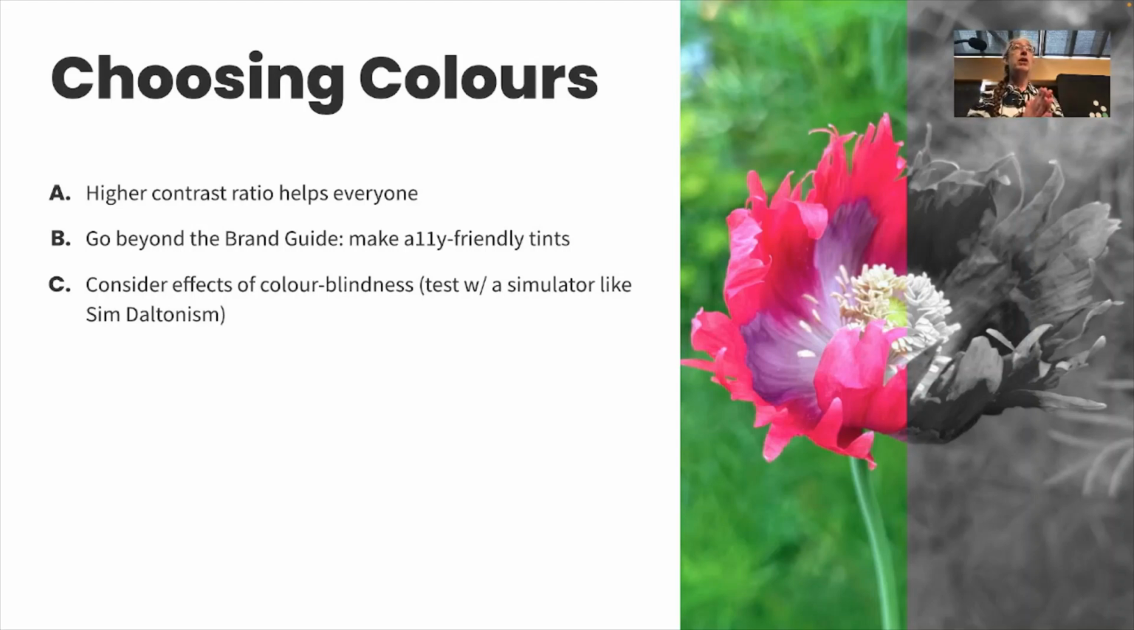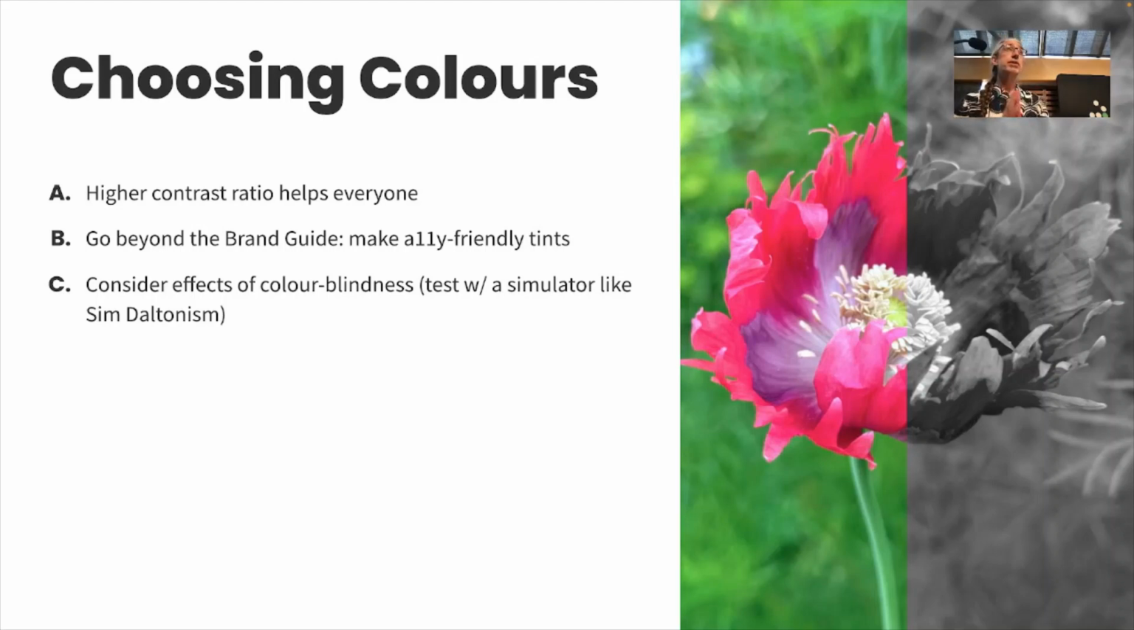First of all, a higher contrast ratio helps everyone distinguish elements on the page. This is especially helpful outdoors when there's a lot of glare, or when you're using a projector in a bright conference room, for example. And it's quite possible the brand guide you're working on doesn't provide you with the colors you need to achieve these desired contrast ratios. So you might need to expand those guidelines and create new tints and add them to the guidelines. But contrast ratio alone doesn't address some issues related to color blindness.